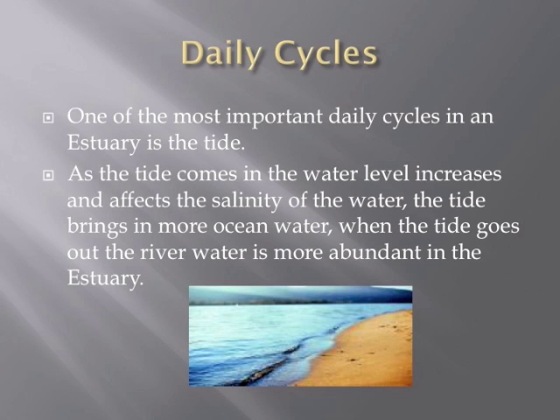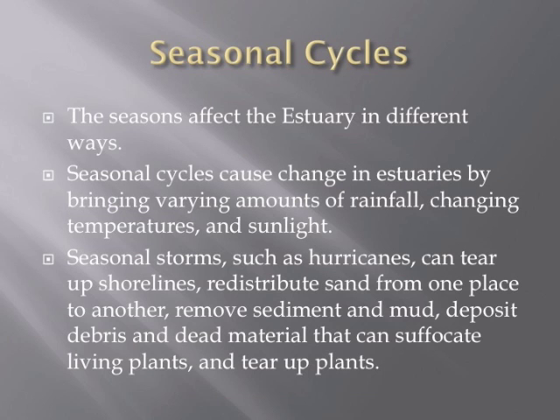Here are daily cycles. The cycles in an estuary are such as high tide and low tide, which tells you how much salt is going to be in the water. Seasonal changes. Pretty much the seasons change. It varies like the rainfall, temperatures, sunlight, and if hurricanes occur.